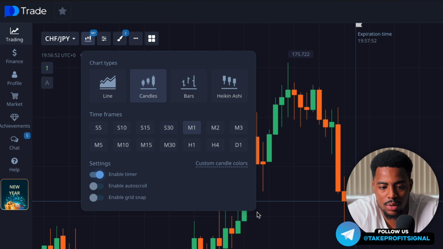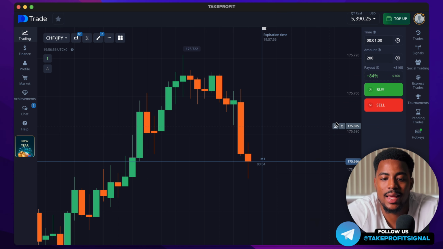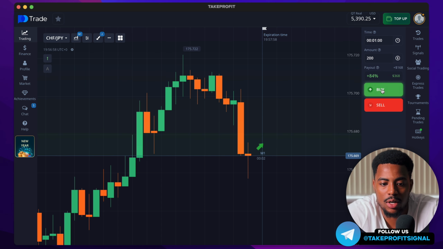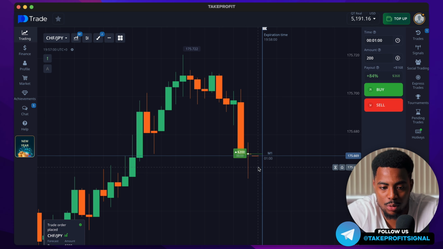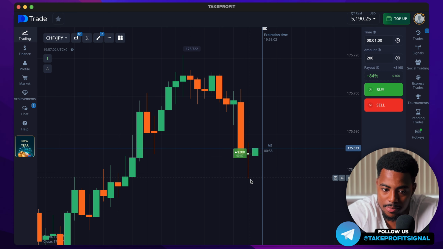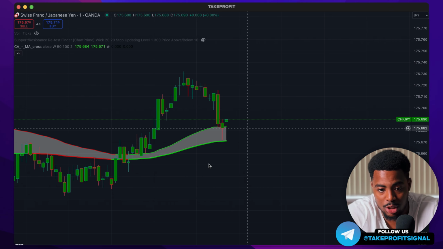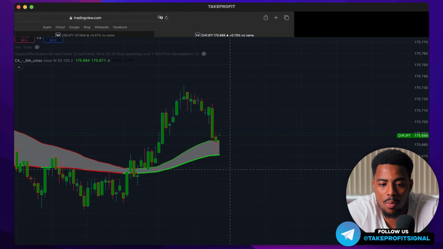You can turn on the timer on the platform right here. It helps me a lot because in 5 seconds the candle will close and I am ready to open the trade on the upside. Super. Let's open the trade for 1 minute. Now let's go back to this chart.